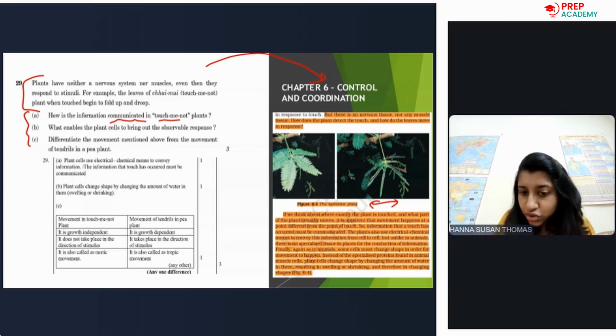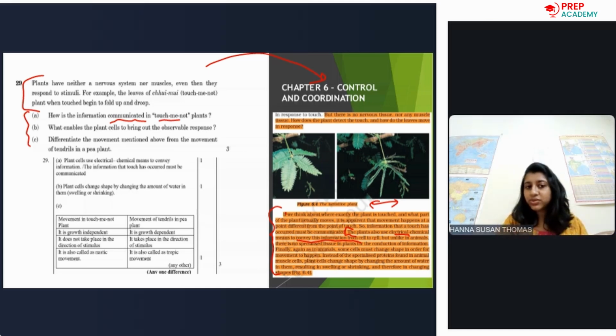So it's through electrical, chemical means. This is given in this particular paragraph. So the plant is touched. The information that the plant is touched must be communicated. The plants also use electrical or chemical means to convey this information from cell to cell. That's our first answer.